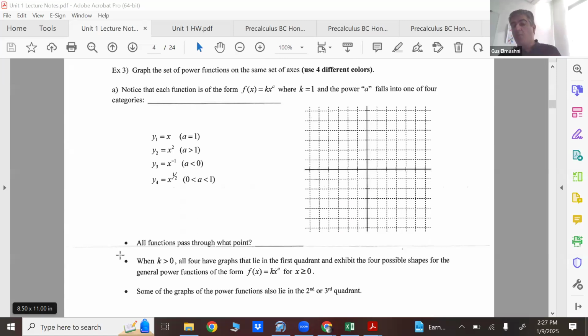So there's a possibility that a is 1. There's a possibility a is bigger than 1. A is less than 0. Or a is between 0 and 1. And so these are the 4 categories. So let's take a look at y equals x. I'm going to color code this. Hopefully the colors show up nicely. Okay, does that make sense? So that's linear, obviously.